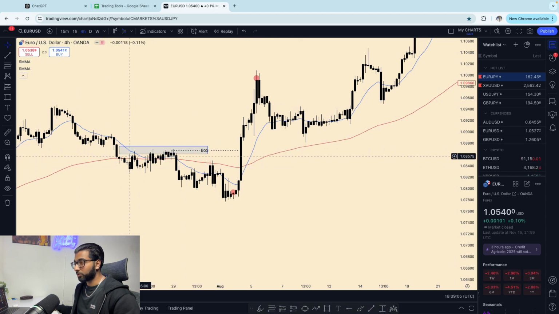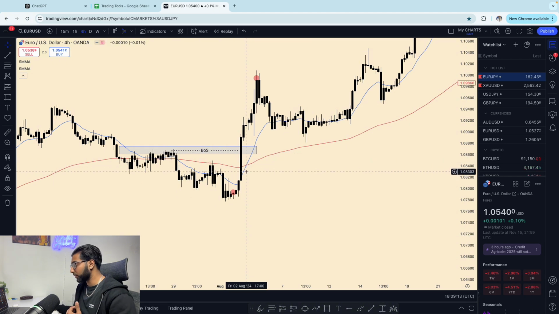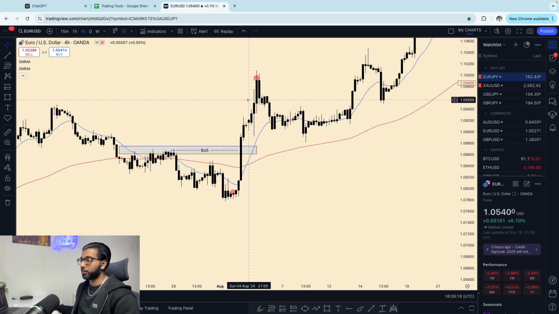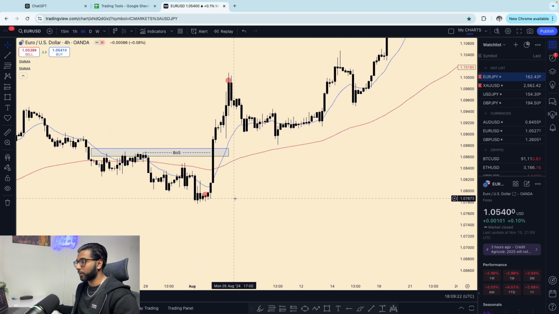A lot of sellers, right? We sold once, twice, 3, 4 times, right? So in perspective, reality is that sellers should have sold at this area. But in reality, guys, what happened? Price ended up breaking up, okay? This is called the breaker structure. This is the POI, okay?